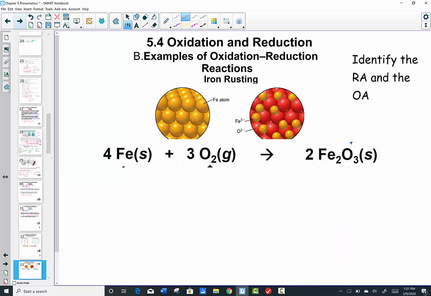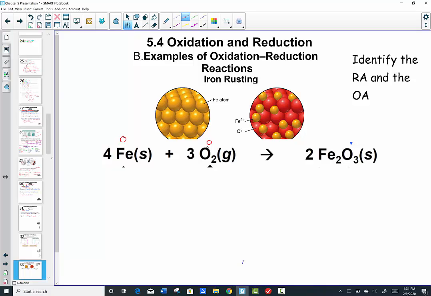So here's an example of rusting. Identify the reducing agent and the oxidizing agent. Any element in its natural state, you know that it's not charged. An atom is neutral, so it has an oxidation state of 0, no charge. The elemental form of iron is Fe as a solid, 0 charge. The elemental form of oxygen is O2, so it's not an ion, it's a molecule, so 0 charge.